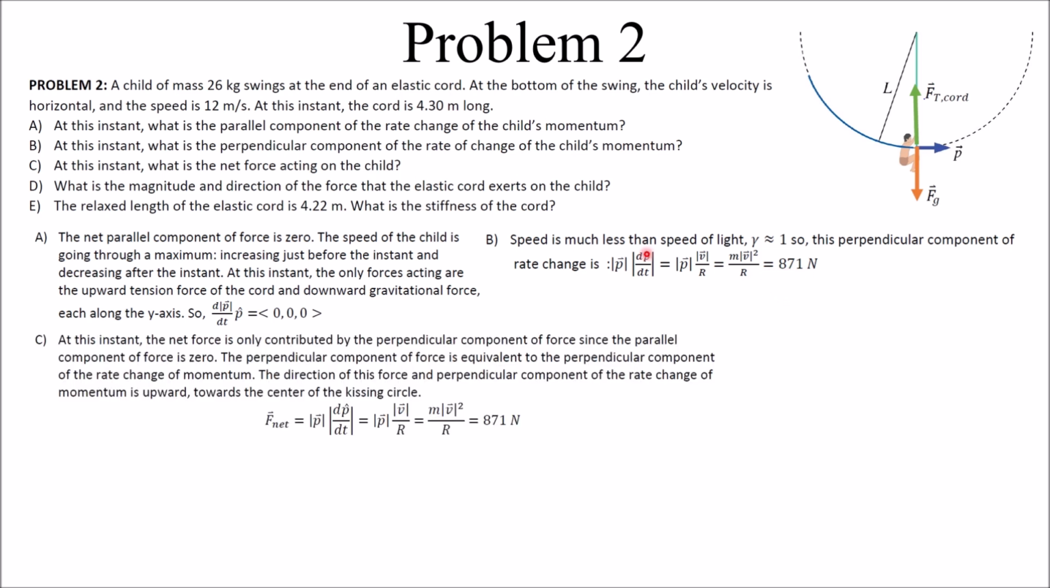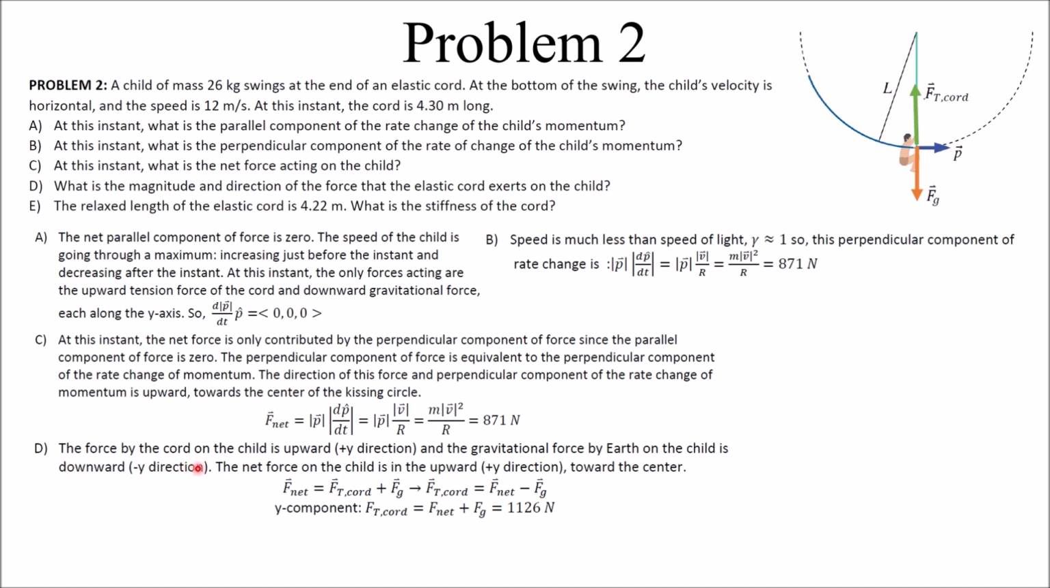For part C, we're looking at the net force acting on the child. Well, that's pretty much going to be the same thing, and so we can think about it as we need 871 newtons in order to stay in this circular motion. So we must have the force of tension supplying that. However, gravity is resisting you, and so the force of tension has to work a little bit harder. For part D, we're going to find out how much harder it has to work.